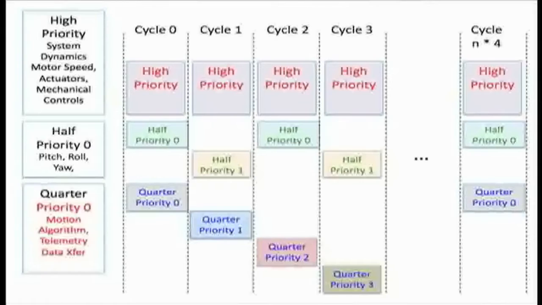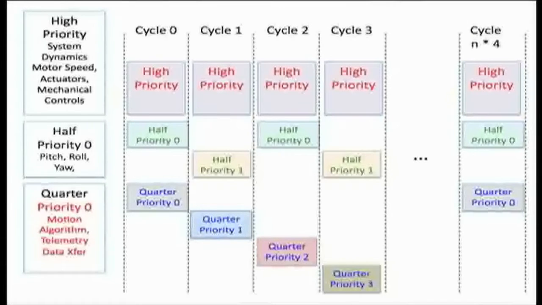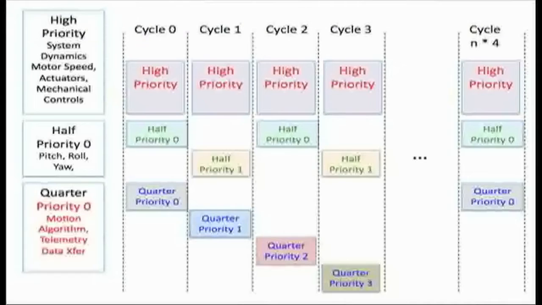Here is how we are allocating tasks to the different priority sections of the program. All system dynamics are processed with IIR, infinite impulse response filters, and this processing is high priority. Results of the system dynamics are motor speed settings and any mechanical actuator settings. Updates to hardware control is high priority. Calculating pitch, roll, and yaw angles and elevation are half priority. Motion control algorithms and telemetry transfer from the signal processing processor are quarter priority.